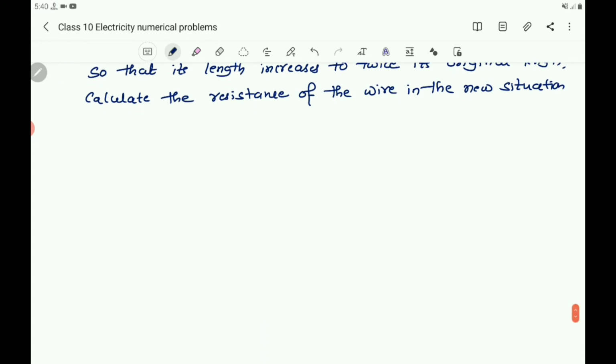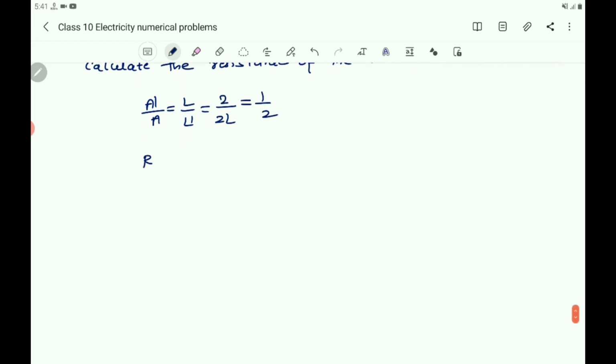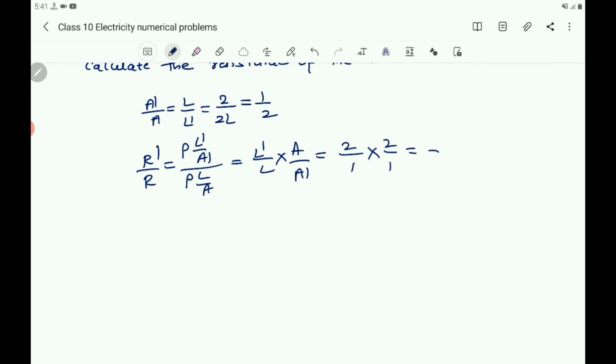So same thing you can have here. A dash by A equals L by L dash equals 2 by 2L equals 1 by 2. Then you can have the resistance R dash by R equals rho L dash by A dash by rho L by A, that equals, L cancels, L dash by L into A by A dash, you will get 2 by 1 into 2 by 1, that equals 4.